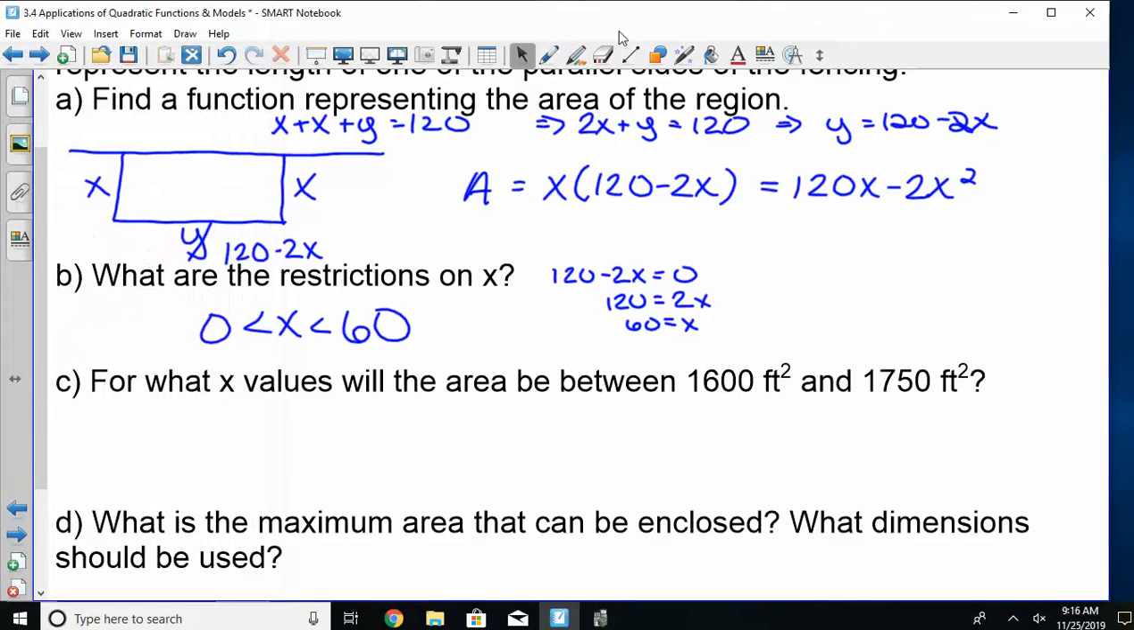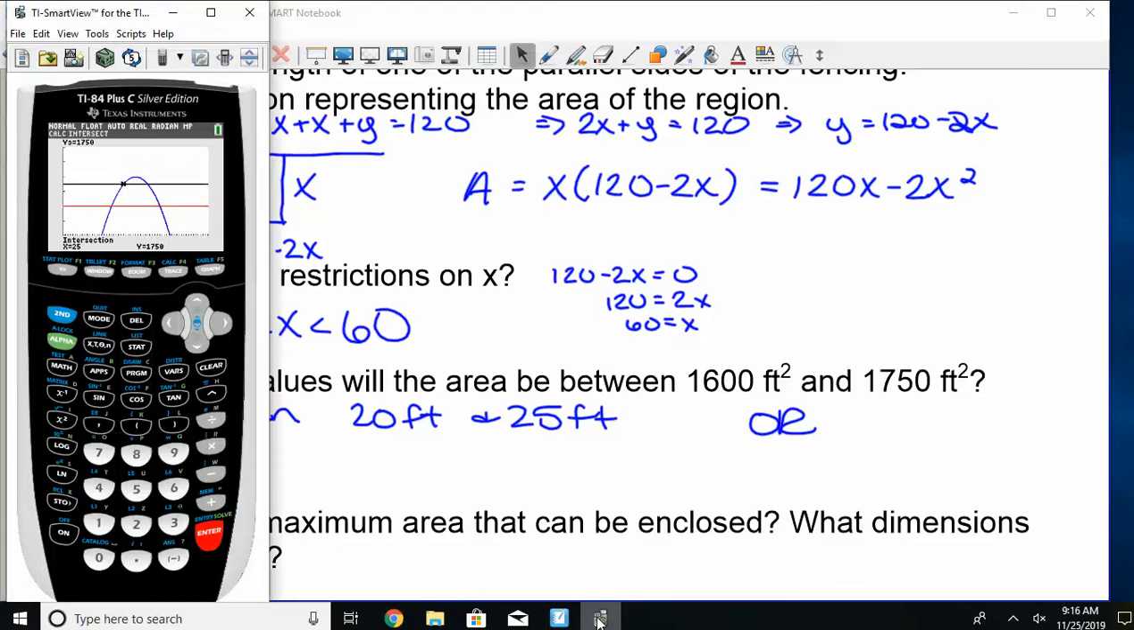So, for what X values is the area between this? It's between 20 and 25 feet. Or, we saw it happened again. So now I need to describe the other one. Does anybody need help with their calculator at this point?